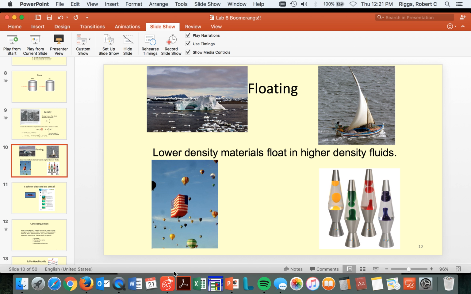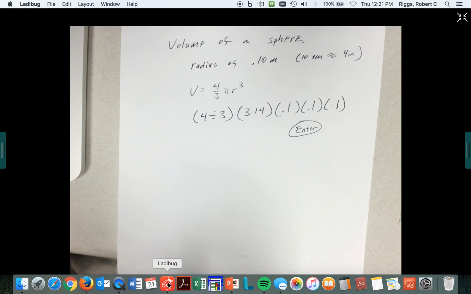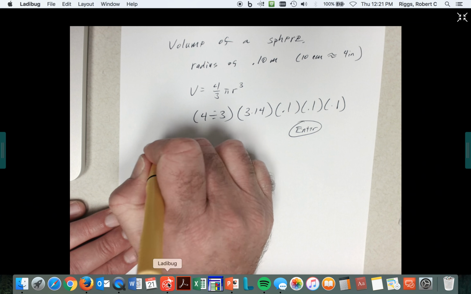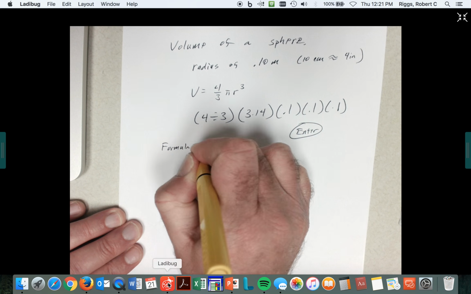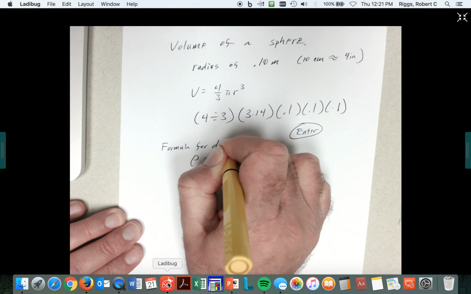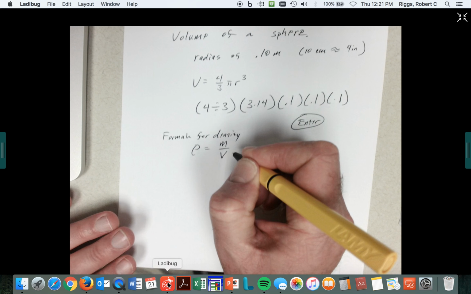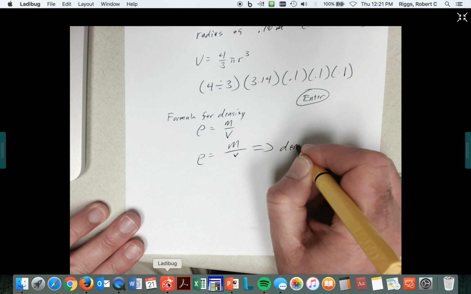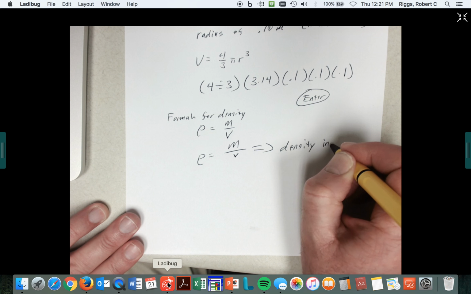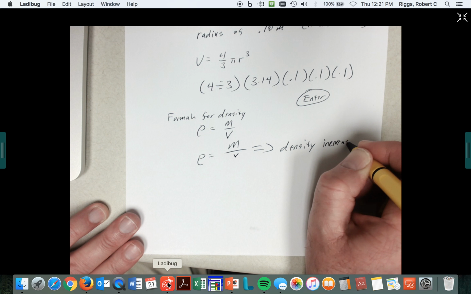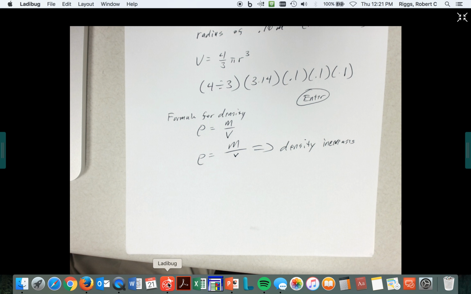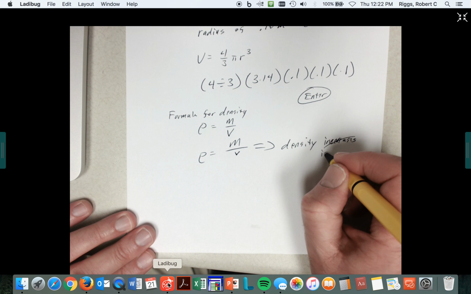Because look at this. Here's the formula for density. We've already seen rho. Formula for density is rho is equal to the mass of the object divided by the volume. So if the mass stays the same, but the volume gets little, that means density increases. And when you work with math and science every day, those kinds of relationships just come up all the time.